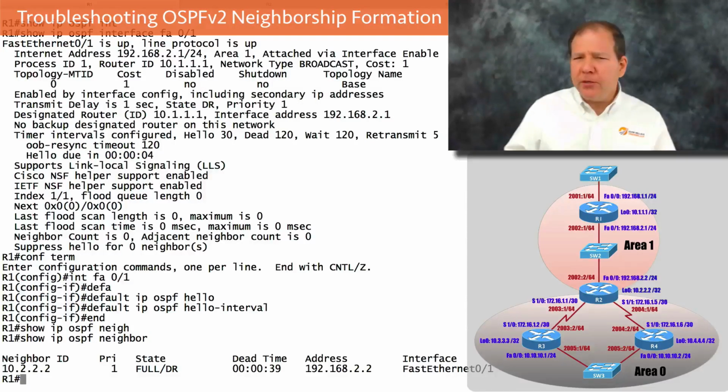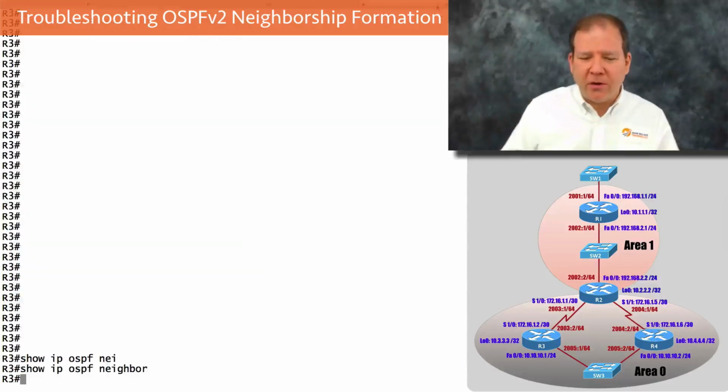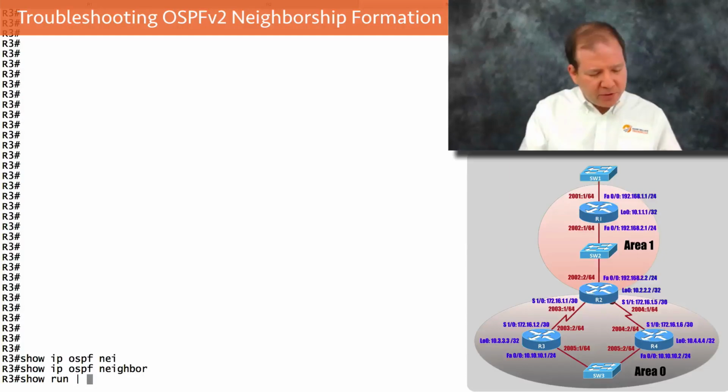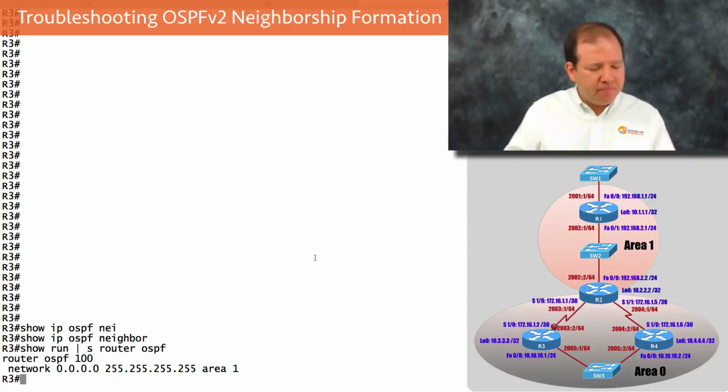There was another issue. Remember R3, it was not a neighbor with anyone. Let's go take a look at the configuration on router R3 and see if we can deduce anything. Let's do a show run pipe to section router OSPF and take a look at that configuration. Well, network 0.0.0.0 and a wildcard mask of all 255s. Is that valid? Is that going to include any of my interfaces in the OSPF routing process?